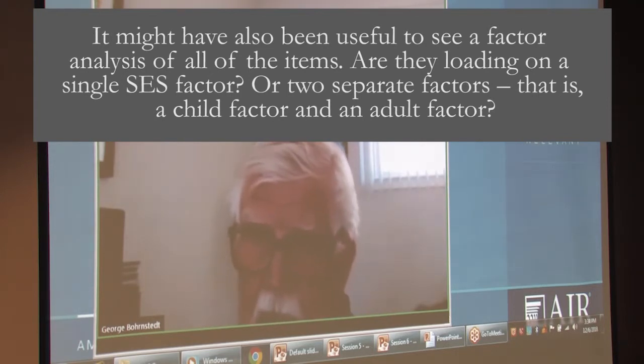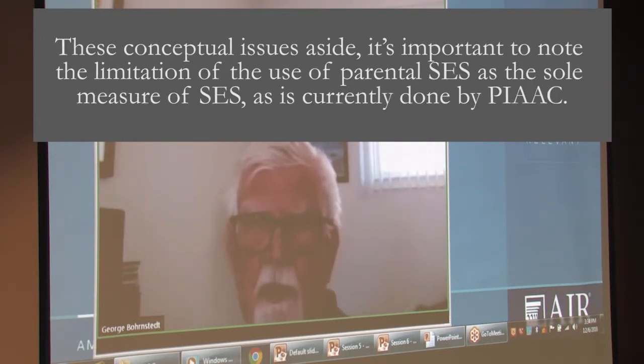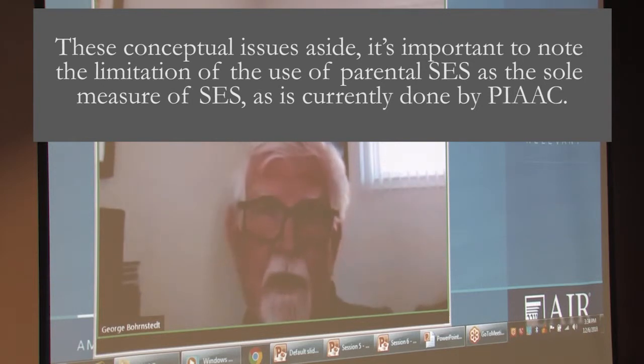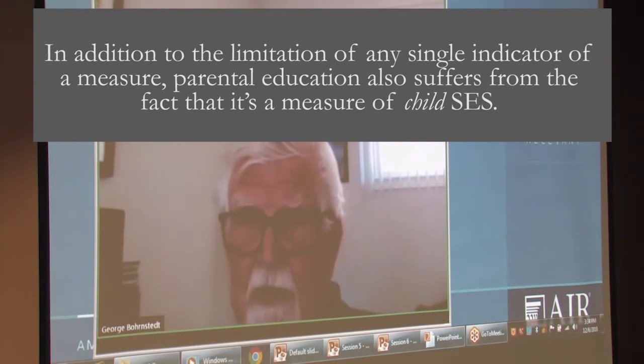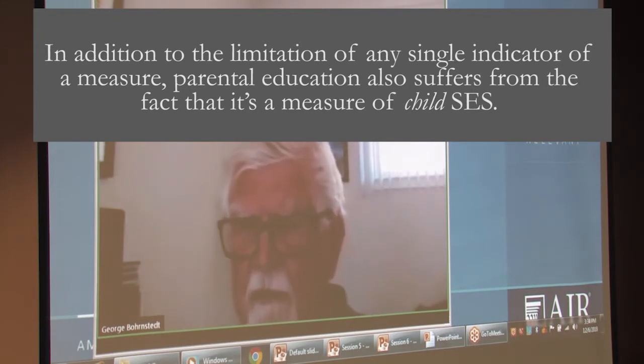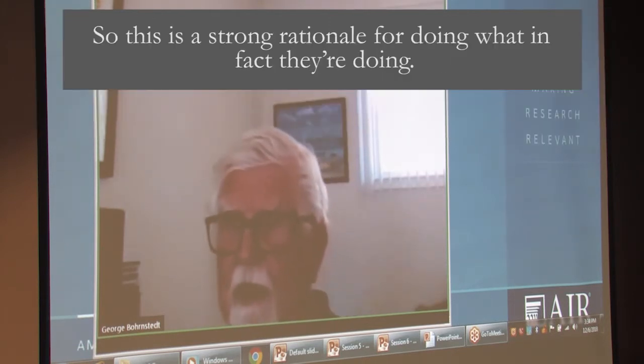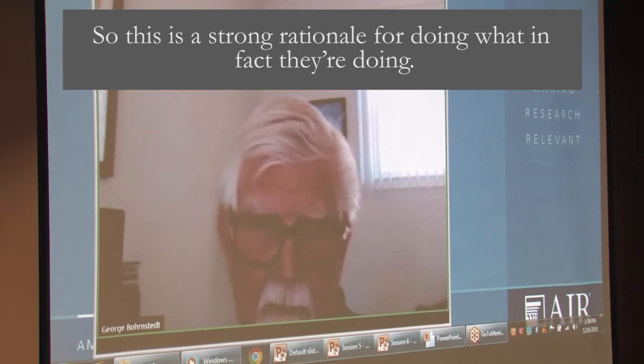These conceptual issues aside, it's important to note the limitation of the use of parental education as the sole measure of SES, as is currently done by PIAAC. In addition to the limitation of any single indicator of a measure, parental education also suffers from the fact that, in this case, it's a measure of child SES. As such, it could be argued that it really misses the most focused measure of current adult SES. So this is a strong rationale for doing what, in fact, they're doing.